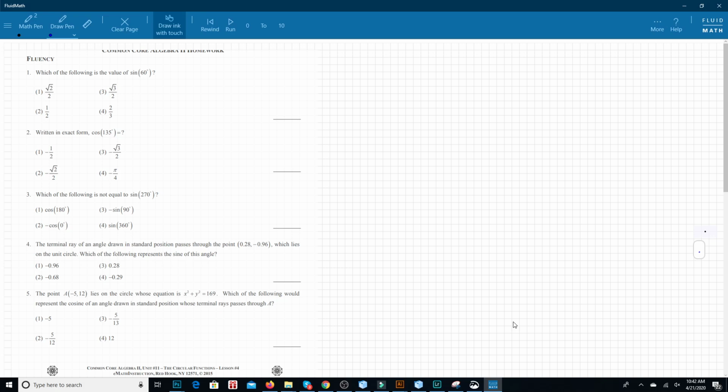Let's look at question 5. The point A, which is negative 5, 12, lies on the circle whose equation is x squared plus y squared equaling 169. Which of the following would represent the cosine of an angle drawn in standard position whose terminal ray passes through A?